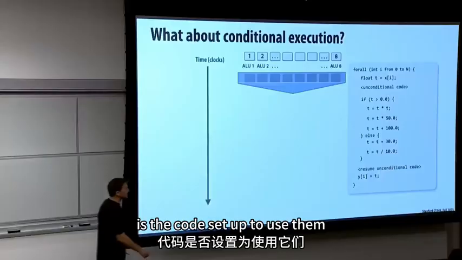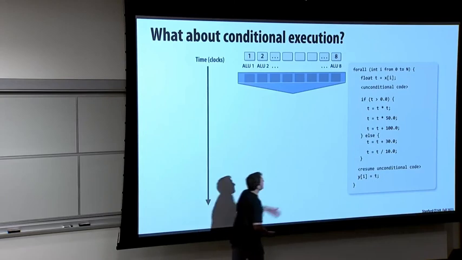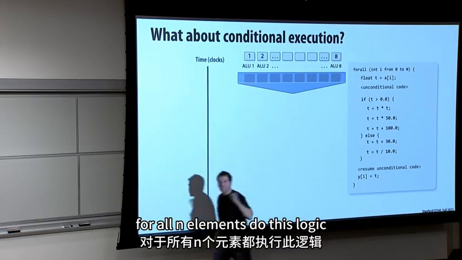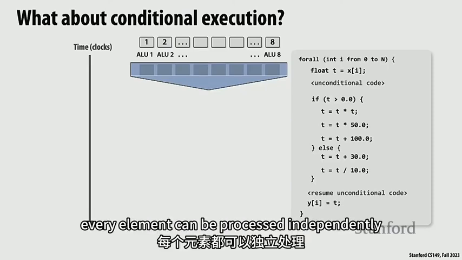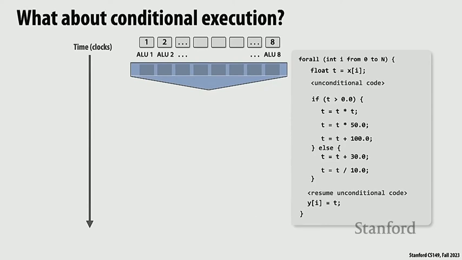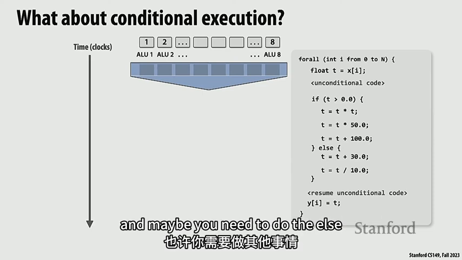Now there's this question of, is the code set up to use them? So I'm going to change the example for just one slide. Imagine that this was my piece of code. For all n elements, do this logic. So for all n elements, every element can be processed independently. Read the value, and then maybe you need to do the if statement, and maybe you need to do the else.